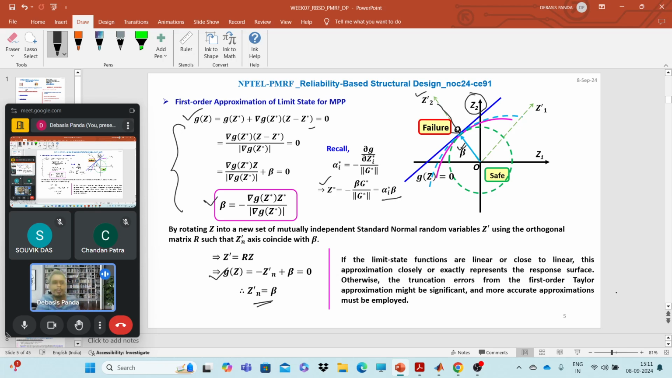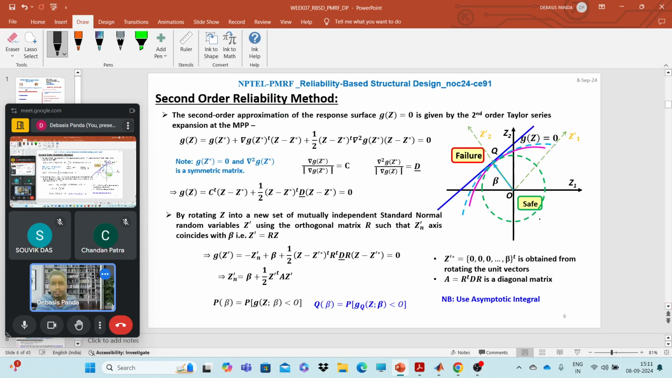Now, if we go for the second order approximation, here we consider the second order term in the Taylor series expansion, right? So g(z) at the z star point, it's the reference point for this expansion, and we have this.